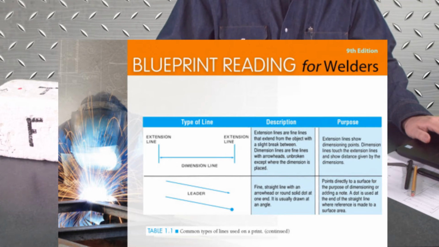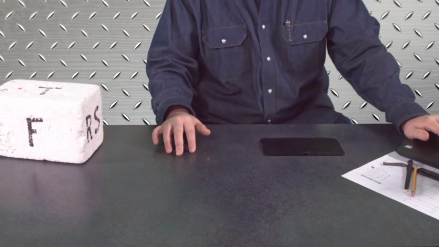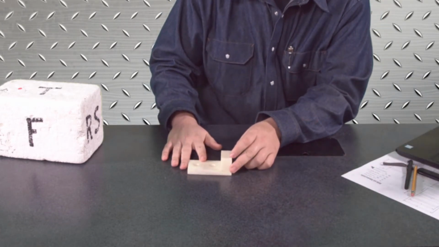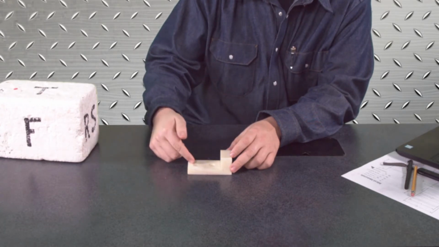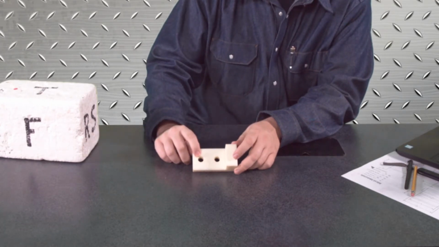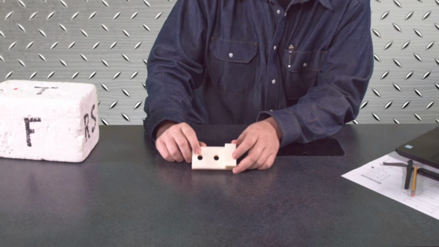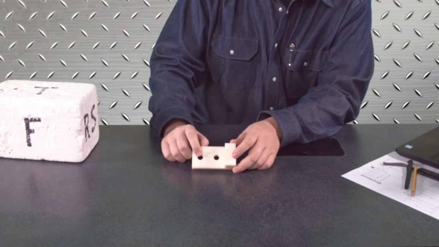A dot is used at the end of a straight line where reference is made to a surface area. So if I'm talking about this part right here and there is a leader line pointing to it, if it has an end of an arrow and it's pointing to this hole right here and it has information like 1/2 inch, it will say 1/2 inch drill hole. That's a little note on there letting me know that that specific point is a 1/2 inch hole.